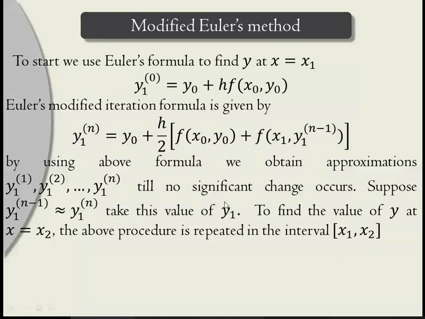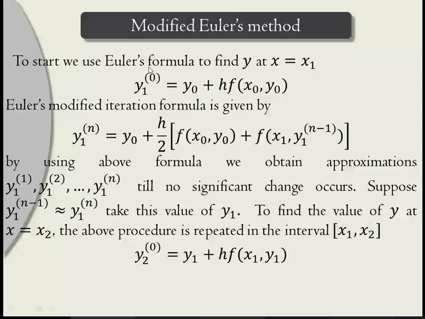Then if you want to find the next term y2, first find y2 by using Euler's formula, y1 plus h f of x1, y1, and consider that as the zeroth iteration. So for finding the first iteration, we use Euler's formula only.